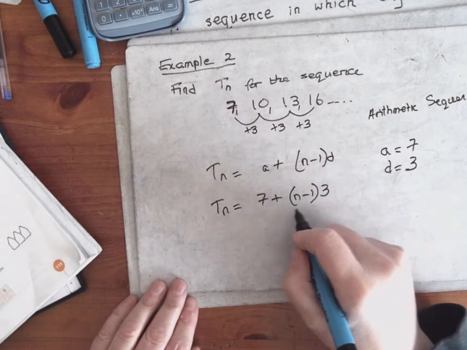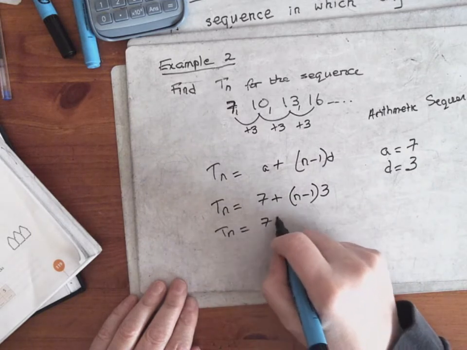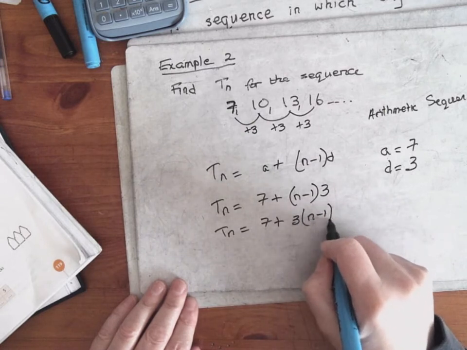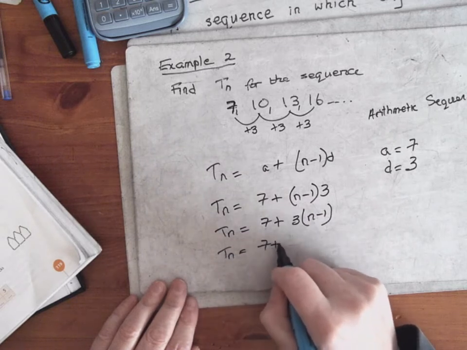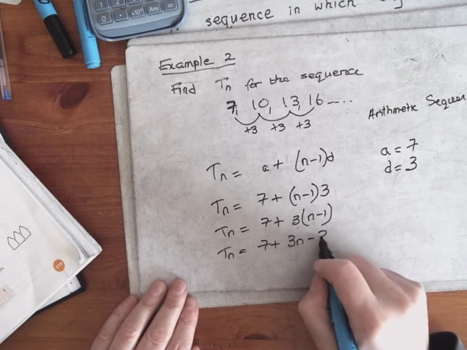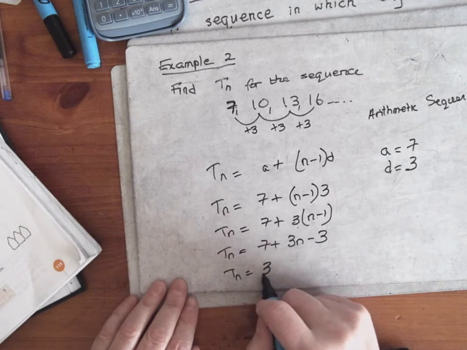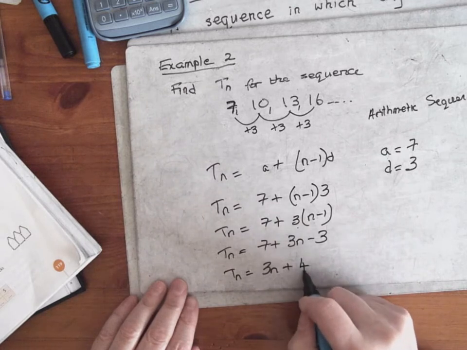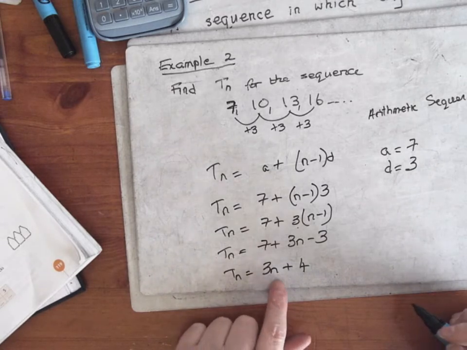Now, the 3 is at the end of the bracket. That means multiply into the bracket by 3. So I'm just going to put it at the start of the bracket so I remember to multiply everything by 3. Okay? So then you go Tn is equal to 7 plus 3 by n is 3n. 3 by minus 1 is minus 3. And then I can put my numbers together. So you get Tn equals 3n, and then it's 7 take away 3 is 4. And that's my answer. So the general term there is Tn equals 3n plus 4.